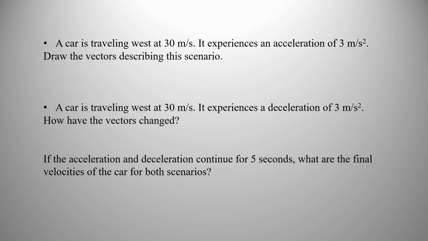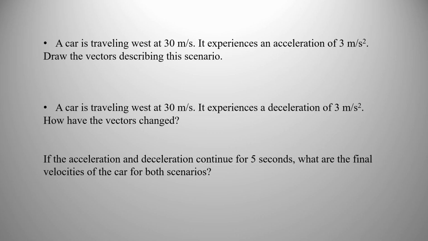So a car traveling west at 30 meters per second. All right, so west is definitely a direction, so that's a velocity. Okay, it experiences an acceleration of 3 meters per second, and that's in the positive direction, and it doesn't indicate a change in direction. Okay, and so that acceleration vector, because it's positive and it doesn't specifically say any change in direction, the acceleration vector is also pointing west.